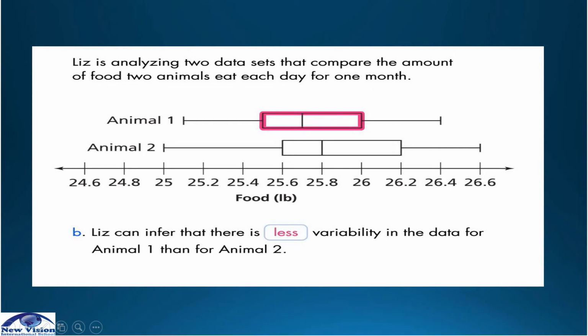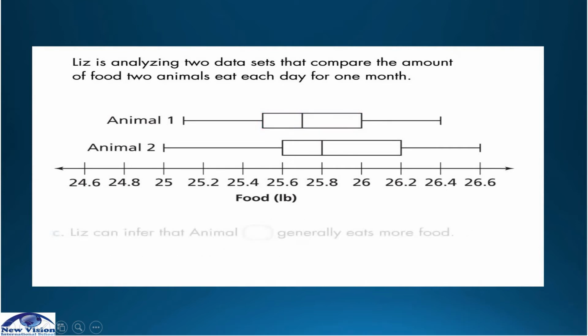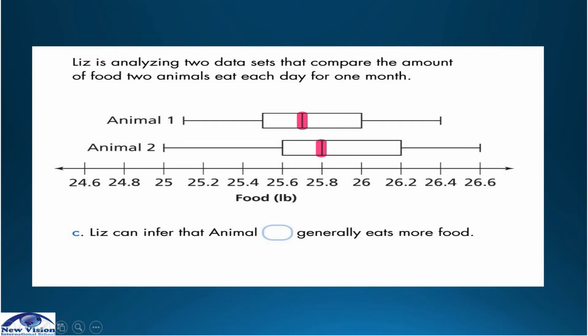So there is less variability in the data for animal 1 than for animal 2. Next, ask students to justify their answer to Part C. Listen and look for students who explain that the median is greater for animal 2, as is the first quartile, and the third quartile. For these reasons, animal 2 generally eats more food than animal 1.